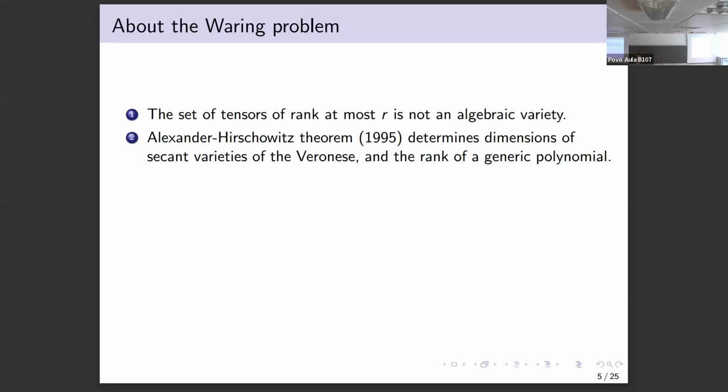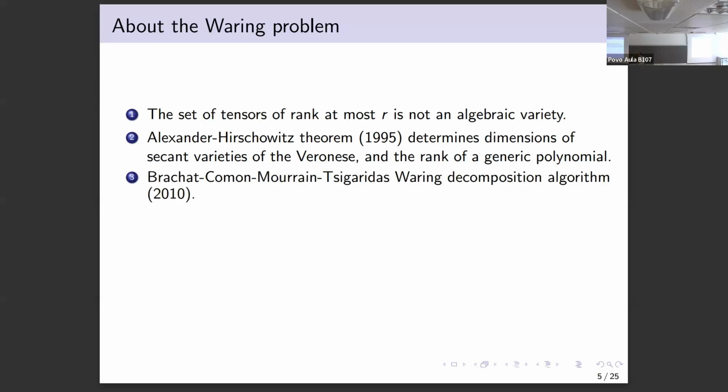The Alexander-Hirschowitz theorem is about the dimensions of secant varieties, but in particular it determines the rank of a generic polynomial. Although it still doesn't really help me to compute the decompositions of a particular polynomial. And years ago, Bernardi and co-authors designed this method that can compute the Waring rank and the decompositions of any polynomial.